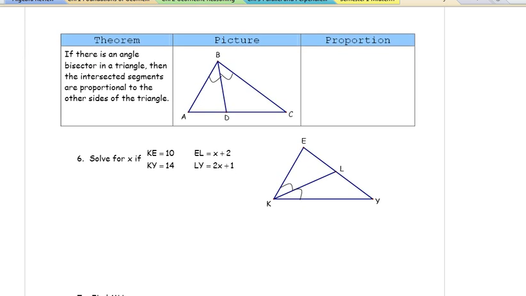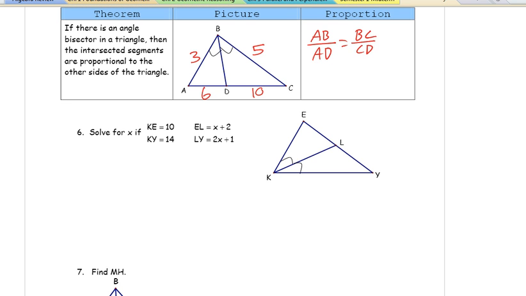Last one, a little bit different. Doesn't quite set up exactly like that one does, but if there's an angle bisector in a triangle, then the intersected segments are proportional to the other sides of the triangle. So what that means is that, let's say this is 3 and this is 6. If this is 5, this is 10. They have the same ratios. So the way we would write that is AB over AD is equal to BC over CD. They share the same ratios.